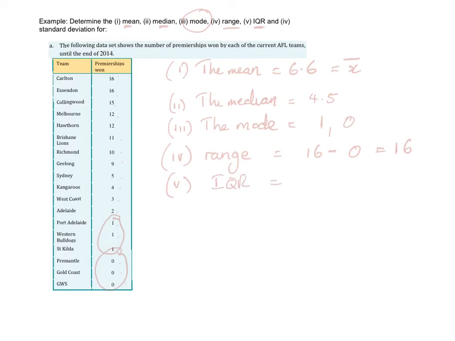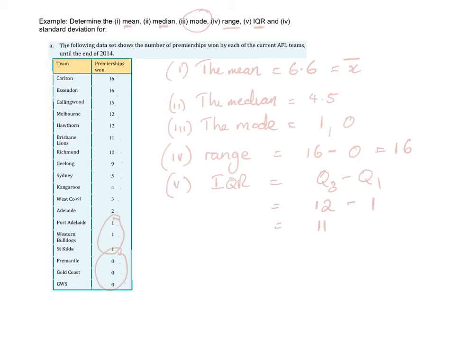Interquartile range is Q3 minus Q1. Now, if we look at our calculator here, Q3 is equal to 12. Q1 is equal to 1. So 12 take away 1 is 11. So the middle 50% of the data, it's spread over 11 wins. Start thinking about what these mean in terms of the question that you've been asked.